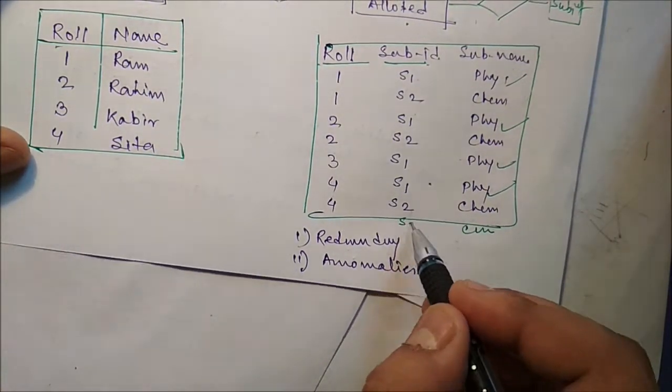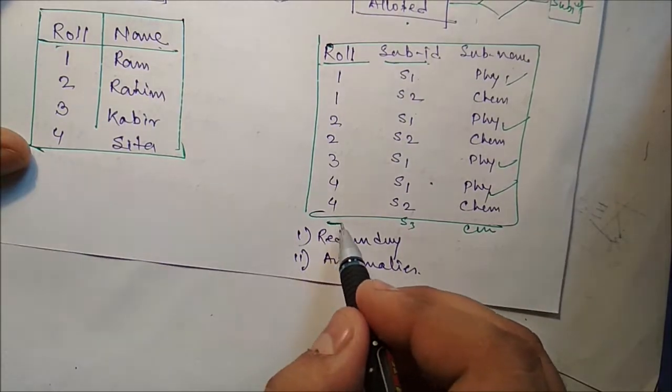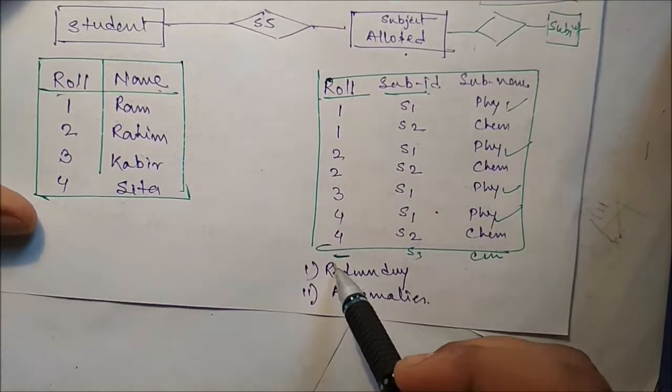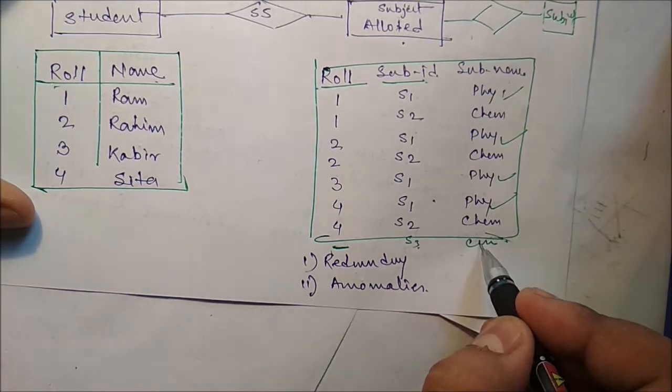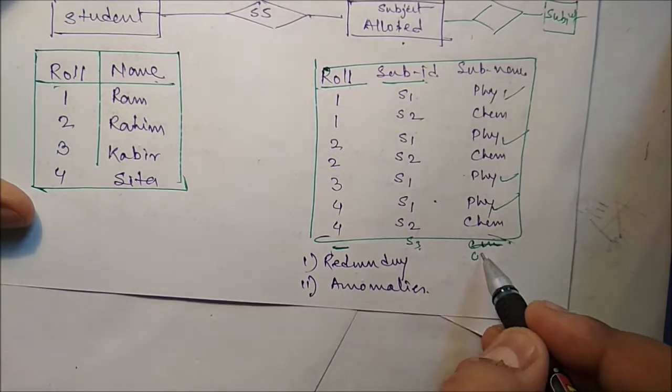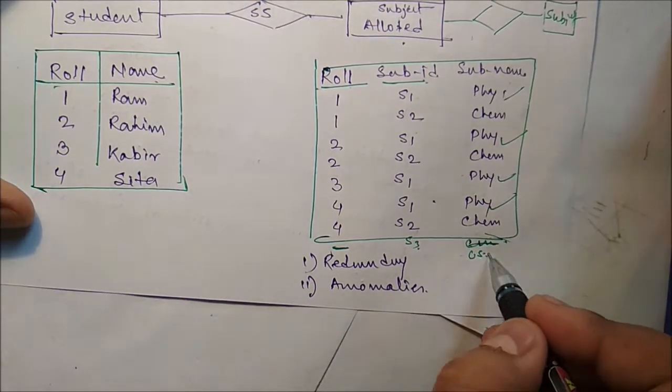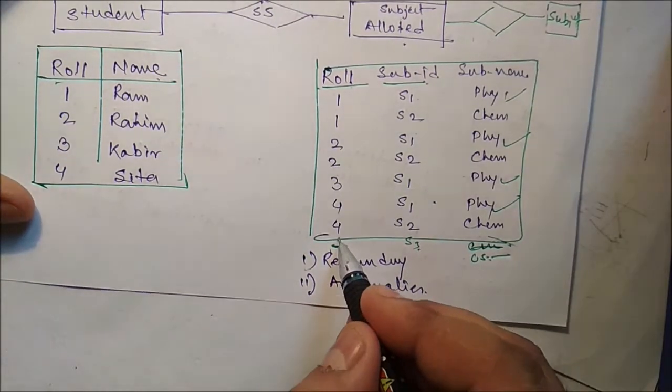Say subject ID S3, but no one has registered. But we know roll number is a part of the primary key, so we cannot insert this particular information. Say S3 computer science, we cannot insert. Insertion anomalies.